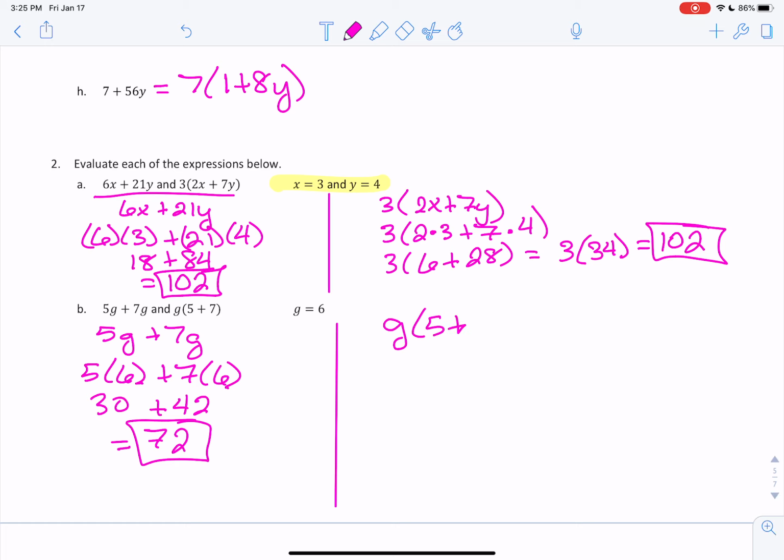On the other side, we're going to have 6 times 5 plus 7, which is 6 times 12, which also equals 72.